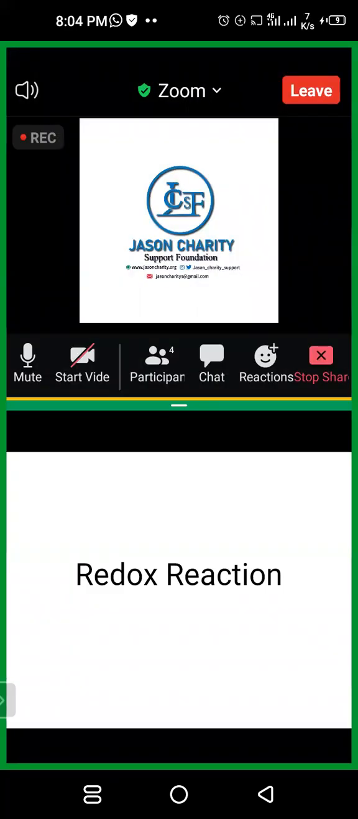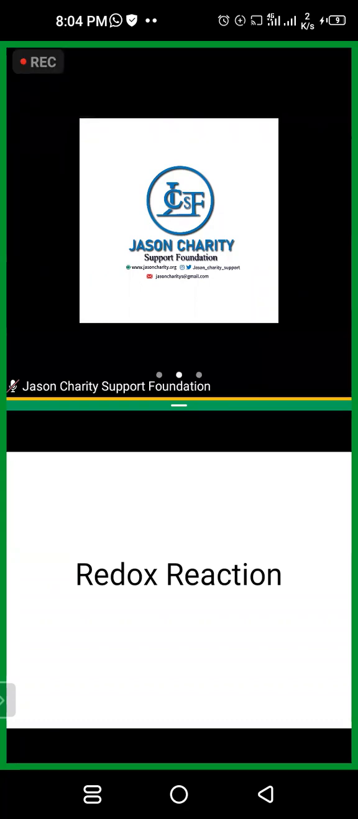Good evening all. So this evening we'll be talking about redox reactions. For some it's the first time hearing this word, but for others it's something they've heard repeatedly. Redox is otherwise known as reduction oxidation reaction or oxidation reduction reaction.